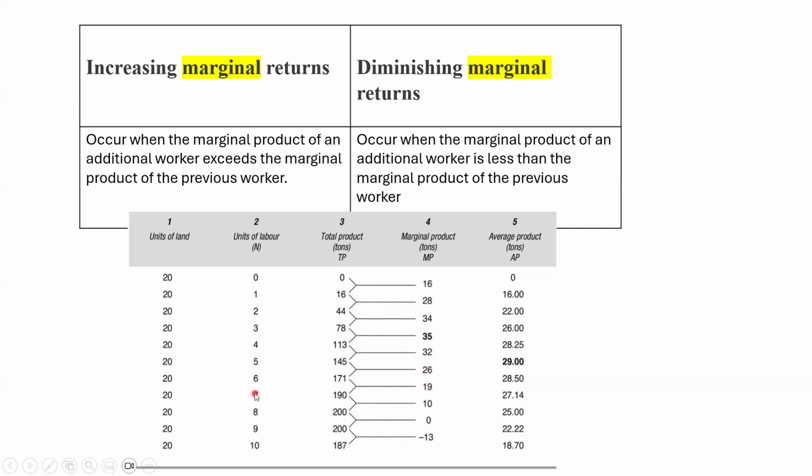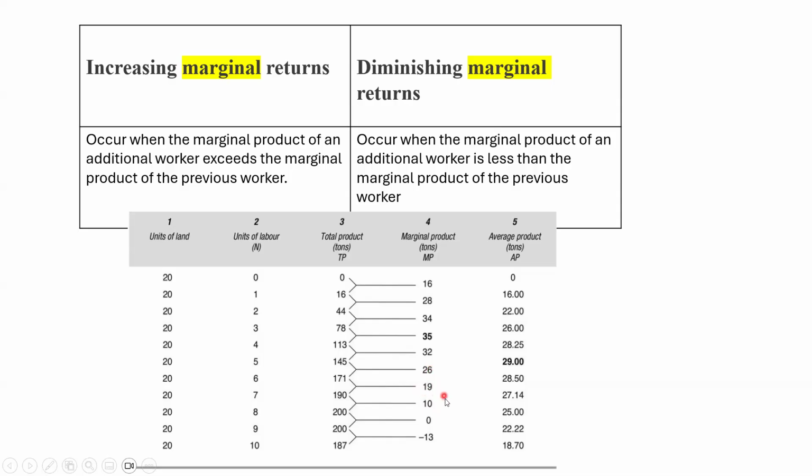They employ another person. There were 7 workers now. Our total product kept on increasing from 171 to 190. But look at our marginal product, the extra output that we got from employing this person, the 7th. I think it's 7, right? It is only 19. So from 26 to 19, it is decreasing.